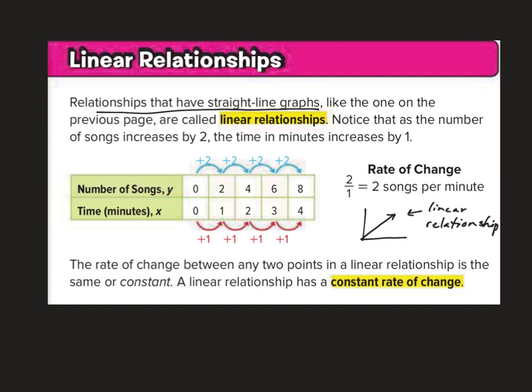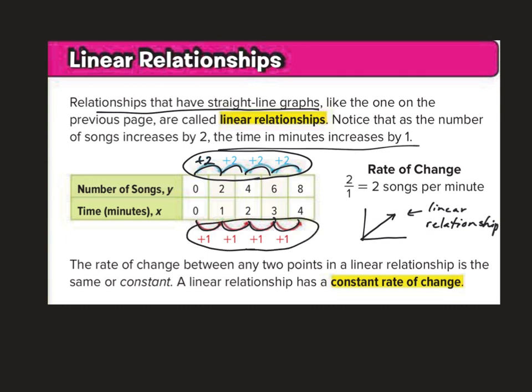In the table here, notice that as the number of songs increases by 2, so we're going from 0 to 2, which is a change of 2, 2 to 4, 4 to 6, and 6 to 8. And at the same time, the time in minutes is increasing by an equal amount as well. So 0 to 1 is 1, 1 to 2 is 1, 2 to 3 is 1, 3 to 4 is 1. So this is going to be really important, the fact that we've got a consistent rate of change or a constant rate of change in each of these particular situations.